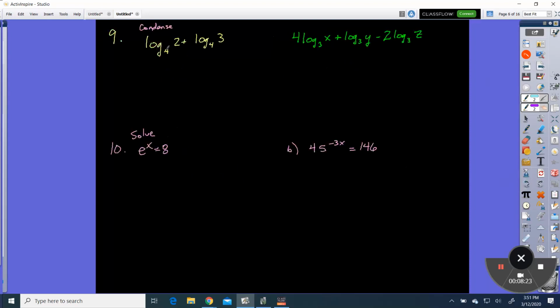Question number 9 says condense. So you have log 4. Only one log when you condense. A plus makes it a times, so you have 2 times 3. Or you could make that a 6 if you wanted to.